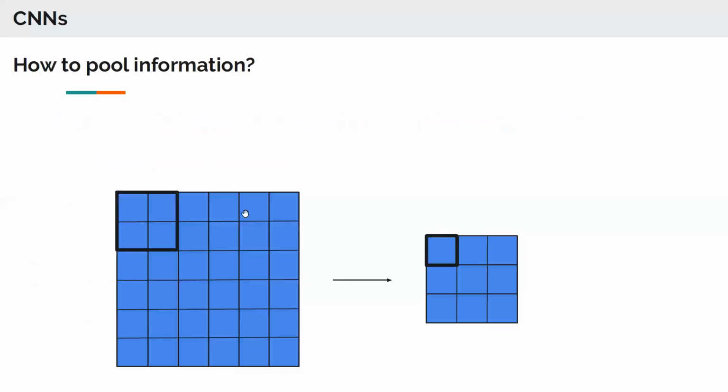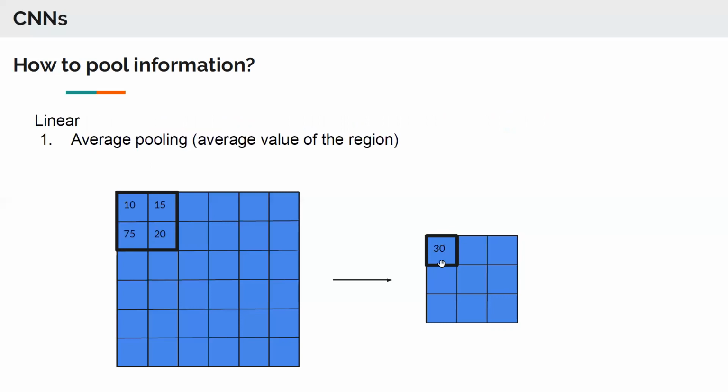So now the question is, we are pooling: we are aggregating information from these 4 pixels to this pixel. The question is how exactly to aggregate this information. One way to do it would be a linear way, which would be average pooling. If these 4 numbers are like this, we simply take their average value and put it here. Okay, so this is one way of pooling information.